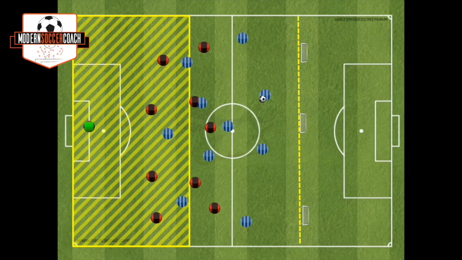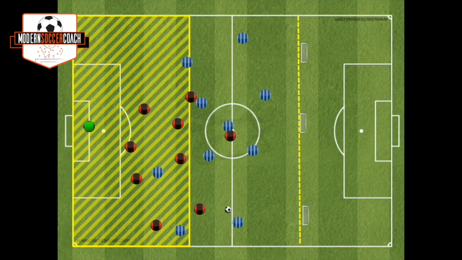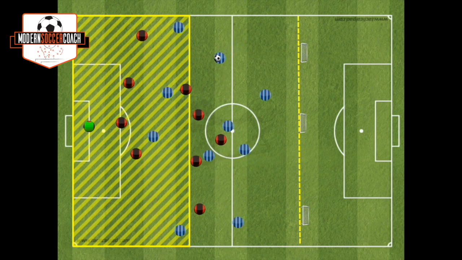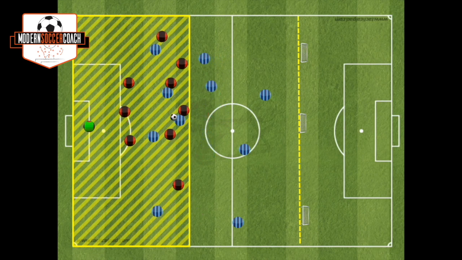So simple session idea, again a 10v9, starting with the blue team in the build. If they break into the yellow zone on the dribble, they get 1 point, and then if they score, they get 2 points for every goal. So just to encourage the blue team to see opportunities where they can penetrate on the dribble, drive forward, look for teammates who can maybe do the same, and then once they get in there, again incentivizing them to get into the final third and create chances. If the red team win the ball back, they can score in any of the 3 goals.